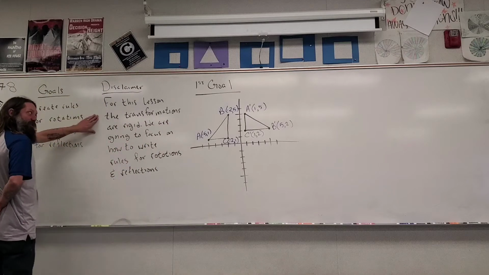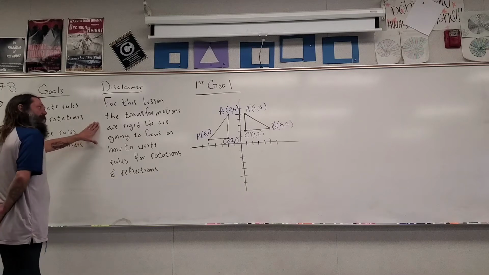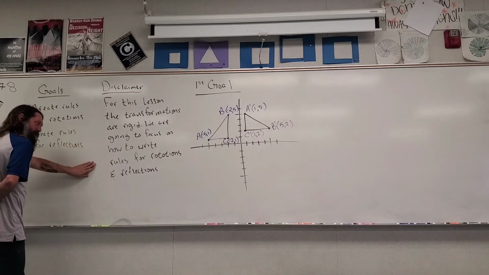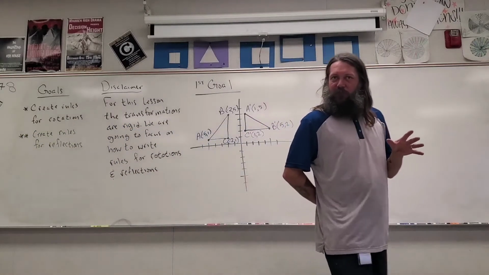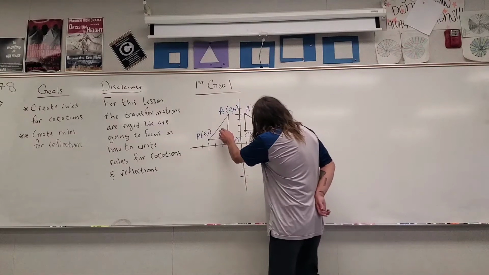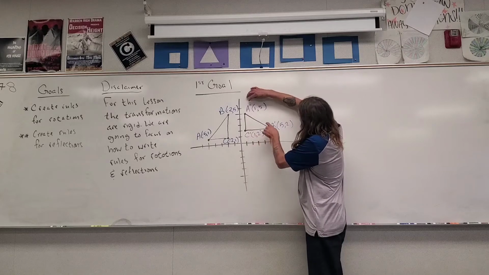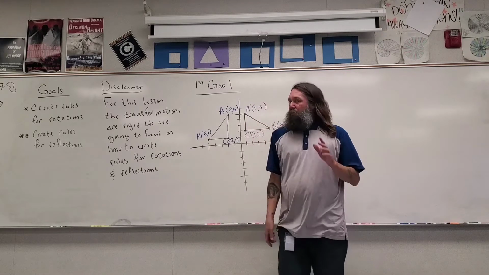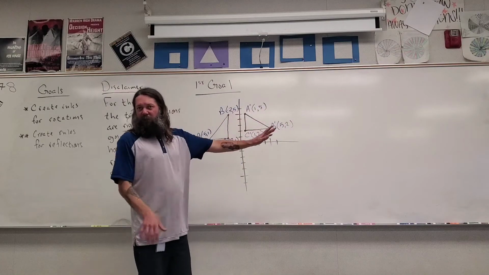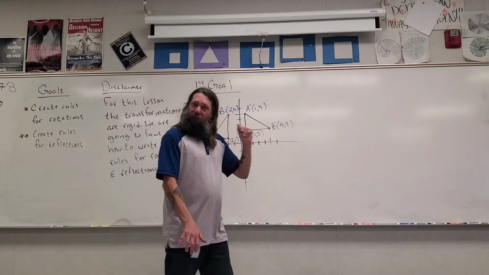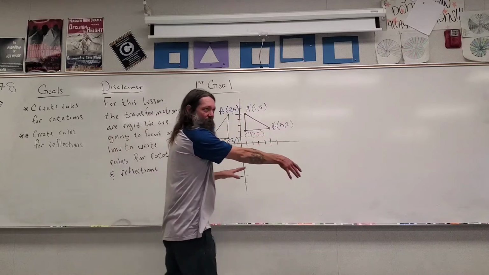Alright, so for this lesson, the transformations are rigid, which is code for they stay the same shape, same size. And we are going to focus on how to write rules for rotations and reflections, alright? So I have an example of a rotation for the first goal. This is my pre-image, this is my image, and I know this is my image or where I map to because I have primes. A prime, B prime, and C prime. So what I'm going to do is I'm going to write out how A goes to A prime, B goes to B prime, and C goes to C prime. And hopefully we recognize a pattern in how the pre-image points map to the image points.